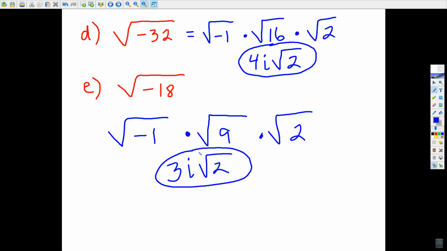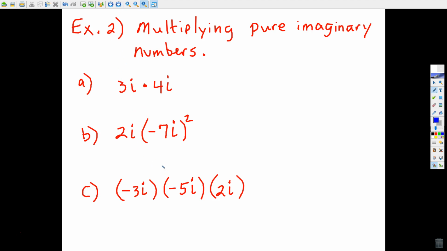All right, so let me just stop for a second and see if you have any questions on how to simplify the square root of negative numbers using the number i. Any questions? Great. All right, let's do another example. Now we're going to include some multiplication.